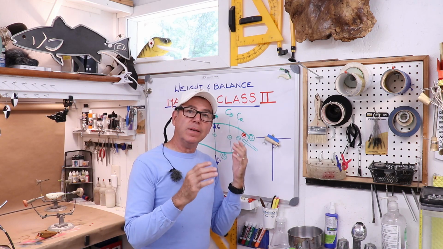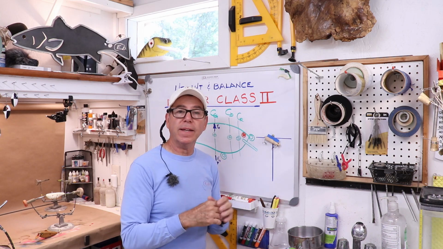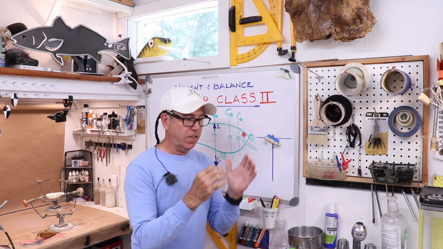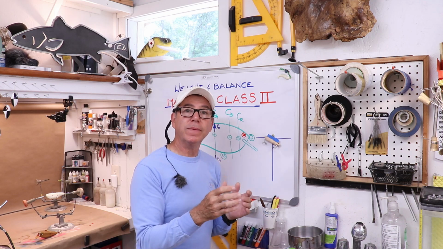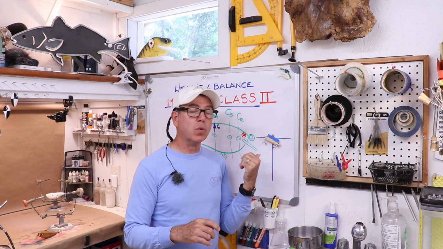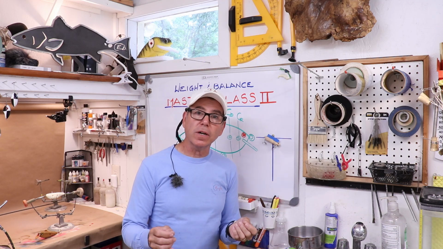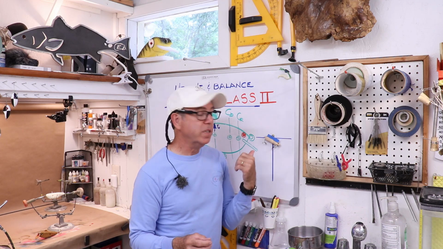Now this can be done in a wet technique, which is basically taking some water, putting your lure in it, and then moving weight around until it floats the way you want it to float. But that technique has some limitations. One is that you have to have your lure perfectly sealed. Two is that if your lure is a sinking lure, you can't use that technique. You can only use this technique.